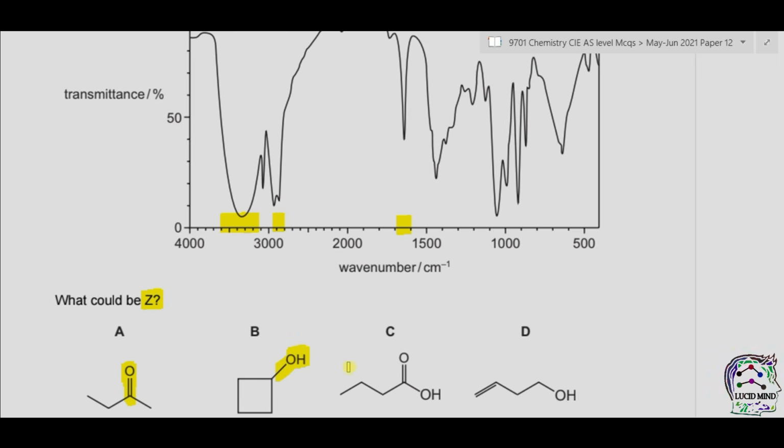alcohol, carboxylic acid, alkene and alcohol. Now this peak between 3200 to 3600 is because of presence of alcohol. This peak at 2850 to 2950 is because of CH in alkane.